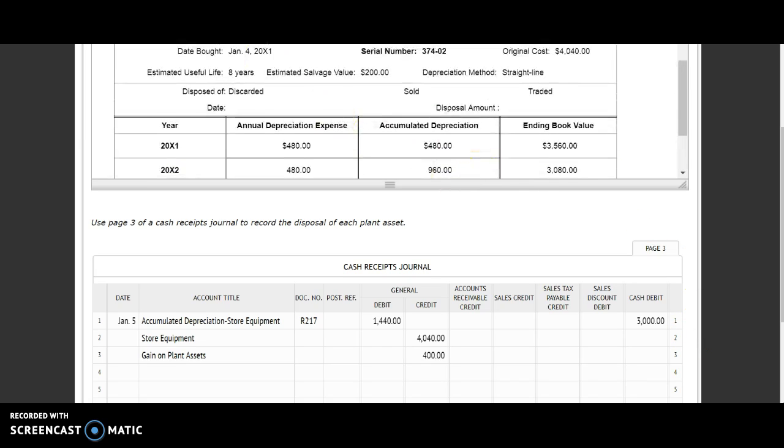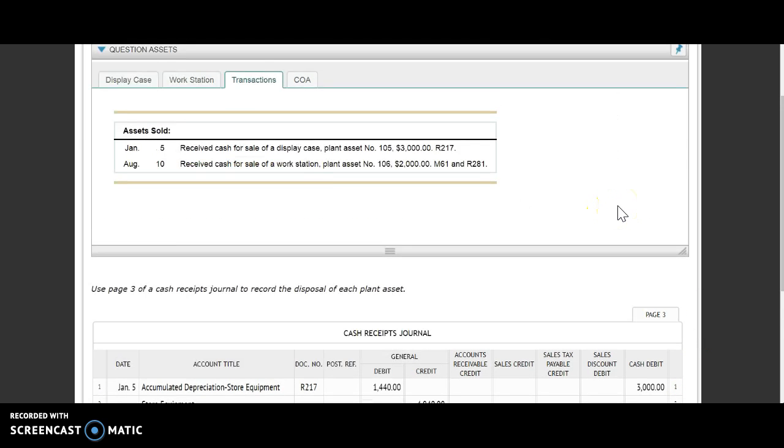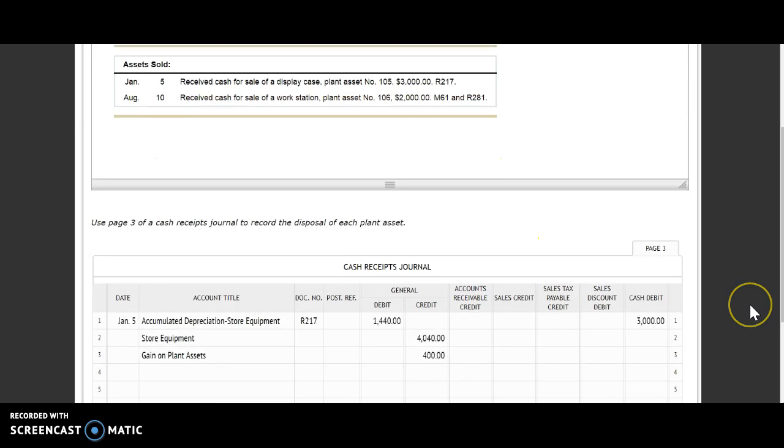Let's look at our next transaction. Our next transaction is on August 10th. We received cash for the sale of a workstation, plant asset number 106. We received $2,000. Remember, we've already used memorandum 61, so here we're going to use receipt 281.